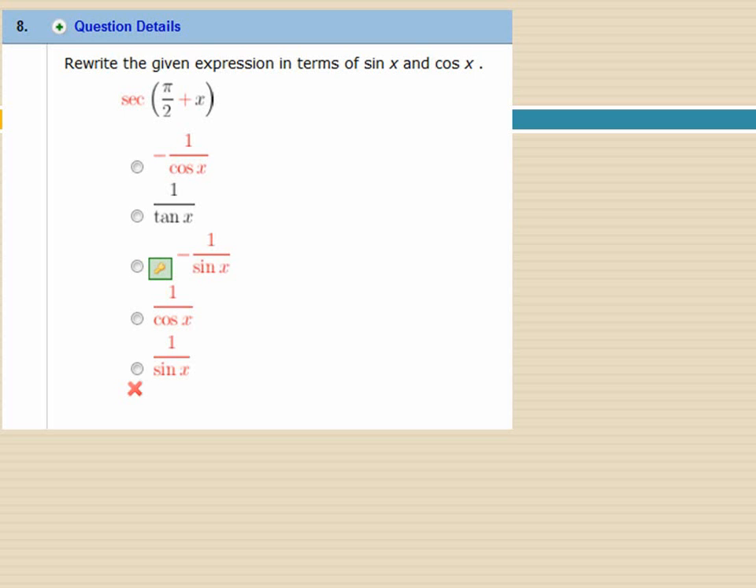Okay, this one, they want you to change this to sine x and cosine x, so no pi over 2 in there either. Secant of a mess is always 1 over cosine of that mess. So it doesn't matter that it's not an x in there. Whatever is in there, it's 1 over cosine of that.